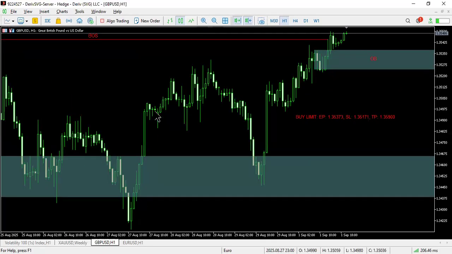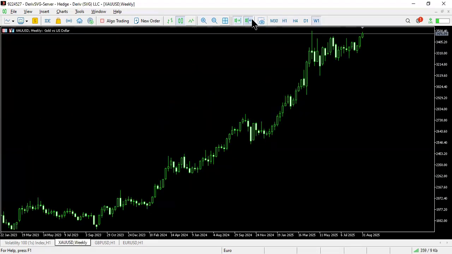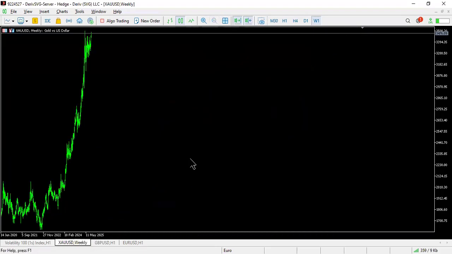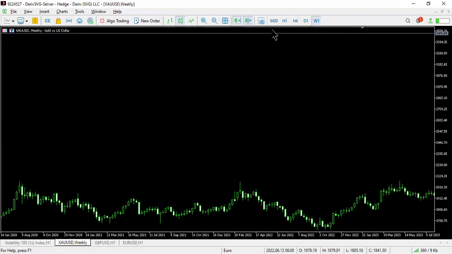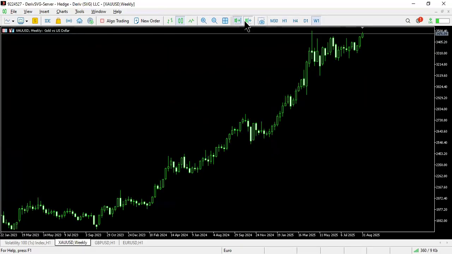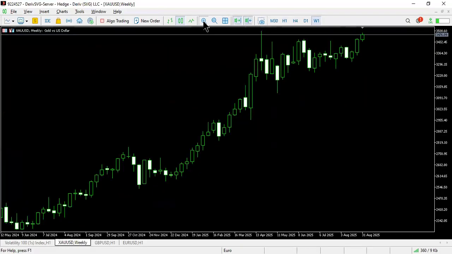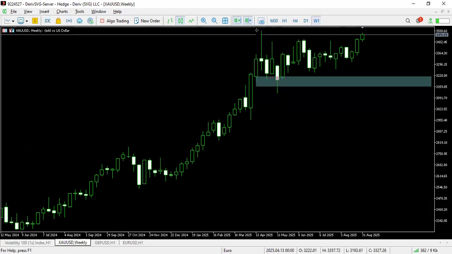And then let's do the last one, which is gold. So gold has been trending upwards since 2021. So let us begin. So we have our demand zone right there. And then we have our supply zone right there.